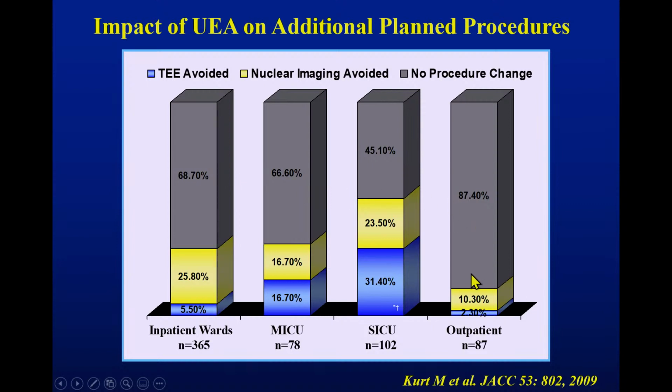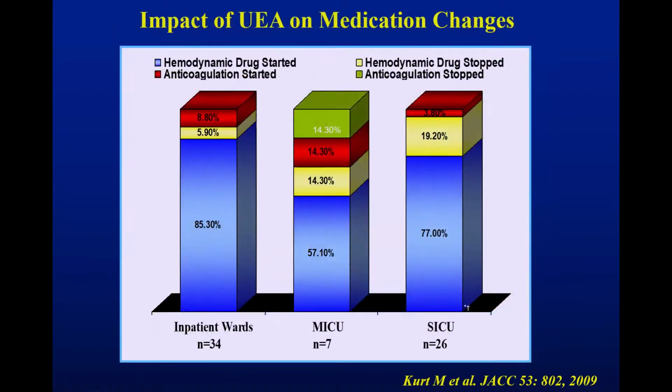And not unexpected, right, is that the impact is less in the outpatient setting if you have a patient population that is overall less problematic from an imaging point of view. So the highest impact from a change in planning procedures is in the intensive care units, a little less in the inpatient wards as well, and the least in the outpatient setting, but still about 10% or so.